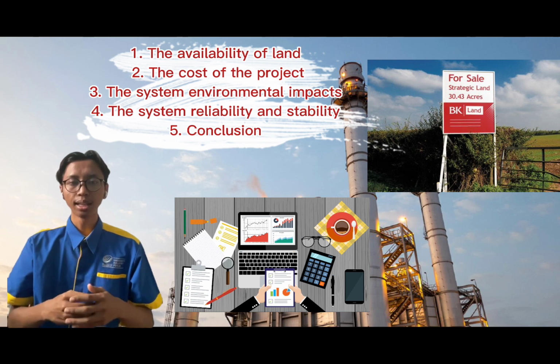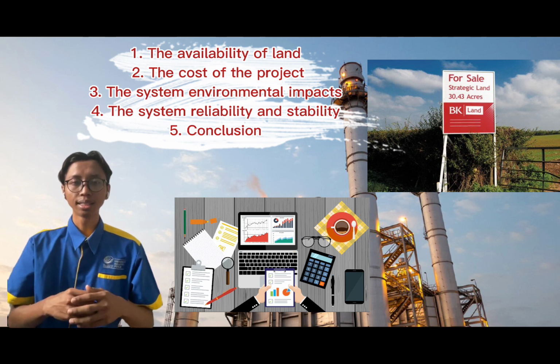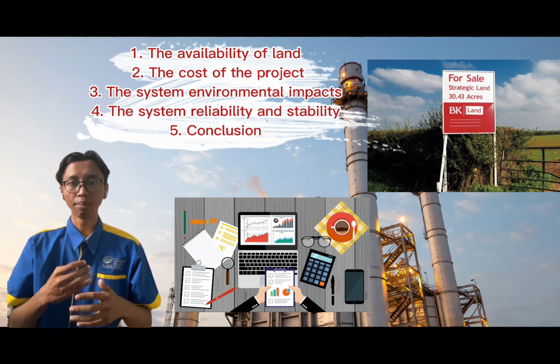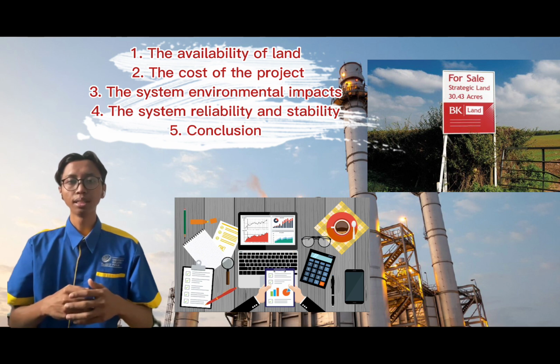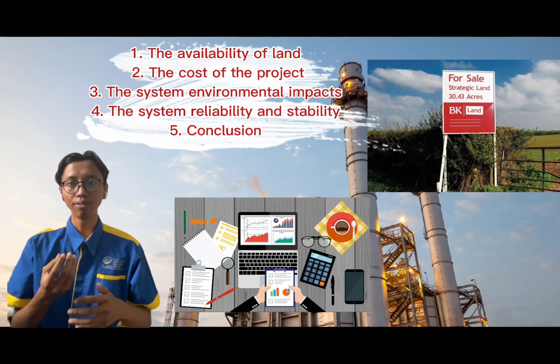My third point is the system's environmental impact also needs to be considered. The project must comply with all environmental regulation and guidelines to minimize the impacts on the surrounding area. Finally, the system's reliability and stability is another constraint that must be considered during the design process. The power management systems and energy storage system must be designed to ensure that the system is able to meet the energy demand even during the periods of low solar and wind generation.